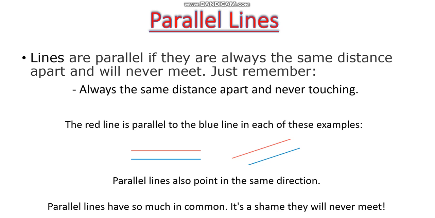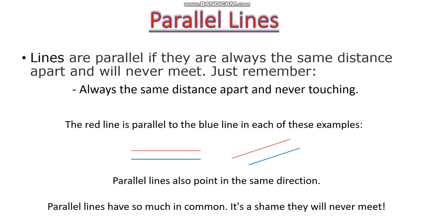Even if they went on forever and ever, if they went all the way around the world, if you could draw these lines, get your ruler, and keep going all the way around the world, all the way around the universe, they'd never touch. That means they're parallel.